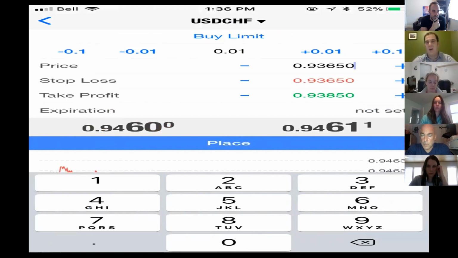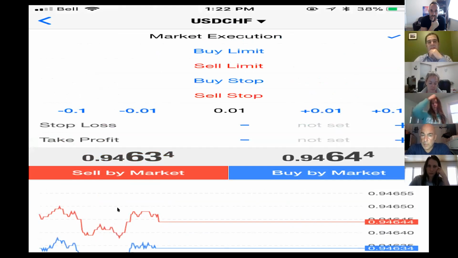Then what it's going to do is your trade is set. It's not going to start right away. It can be there for a day. It can be there for 2 days. Because if you would have done this the first time, sell by market or buy by market is going to start the trade right away. But if you put a buy limit, sell limit, buy stop, or sell stop, it's going to start when it hits that number.